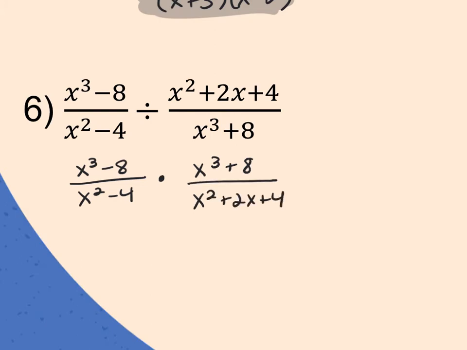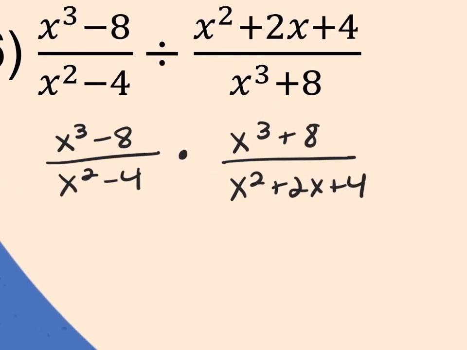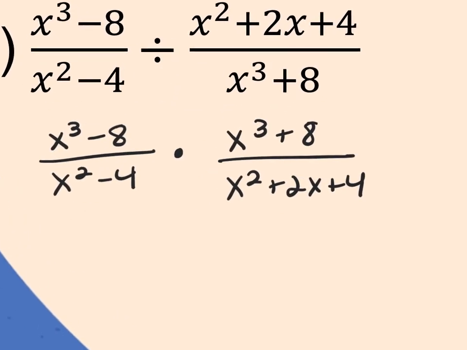Okay, now I have 4 things I have to factor. The top left is a perfect cube. So remember, we cube root the first term, we cube root the second term. The first set of parentheses gets exactly that, x and 2. Second set of parentheses, square the first term, multiply the 2 together, square the second term. And the signs go SOAP. Same, which is minus, opposite, which is plus, positive, which is plus.